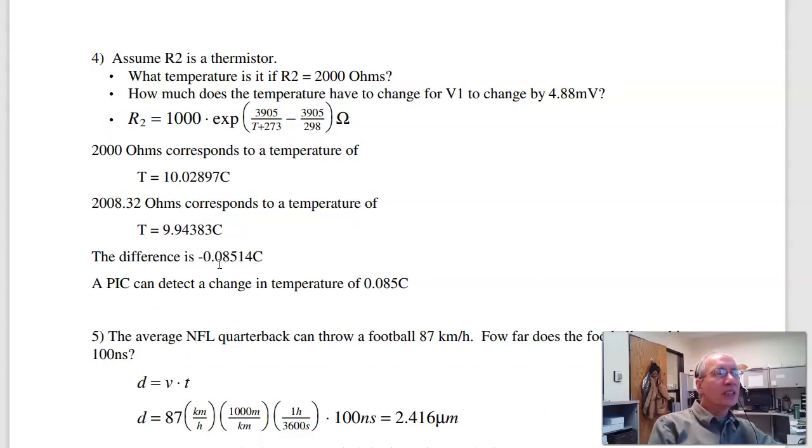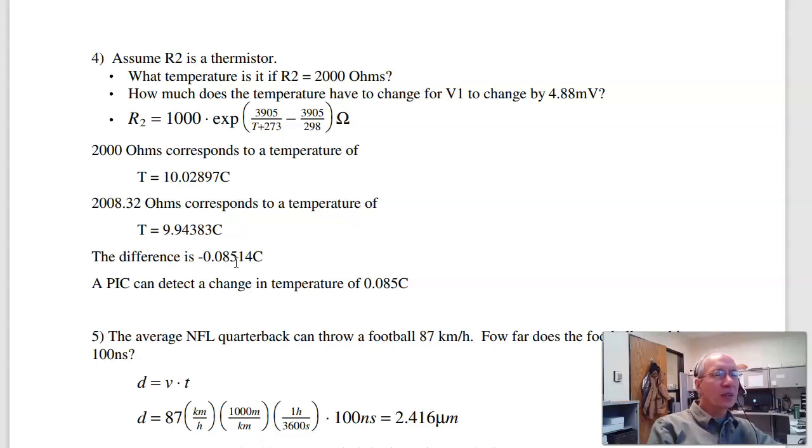The smallest change I can see is 8 ohms. That corresponds to a temperature of 9.94. Taking the difference is 0.08 degrees Celsius. What that means is the PIC can measure temperature with a resolution of 0.08 degrees Celsius. So that's in terms of the analog input.